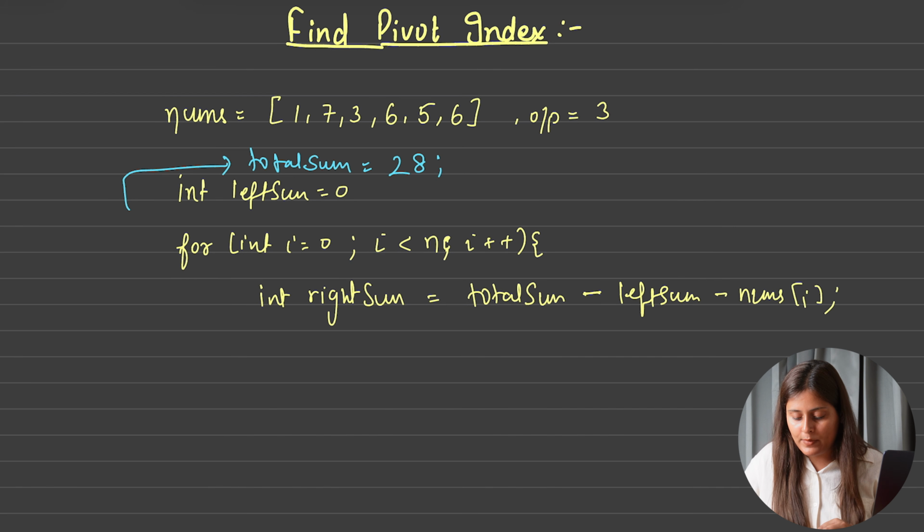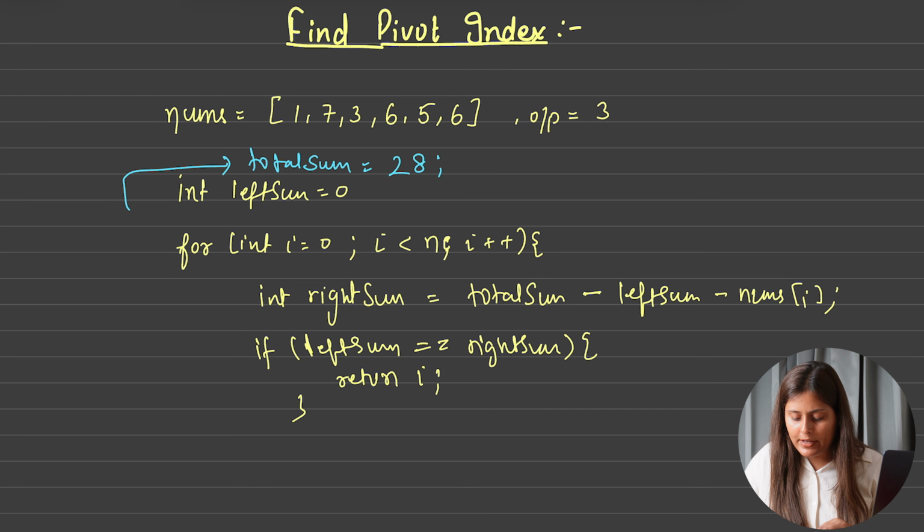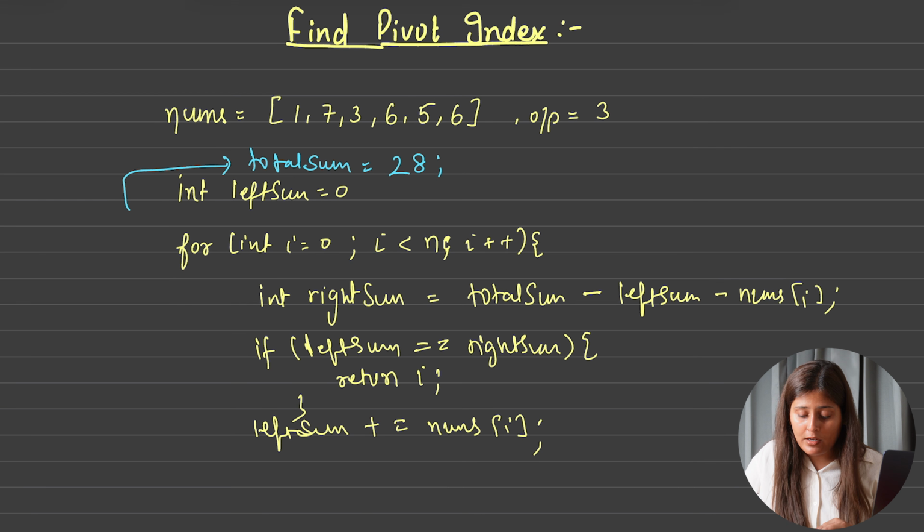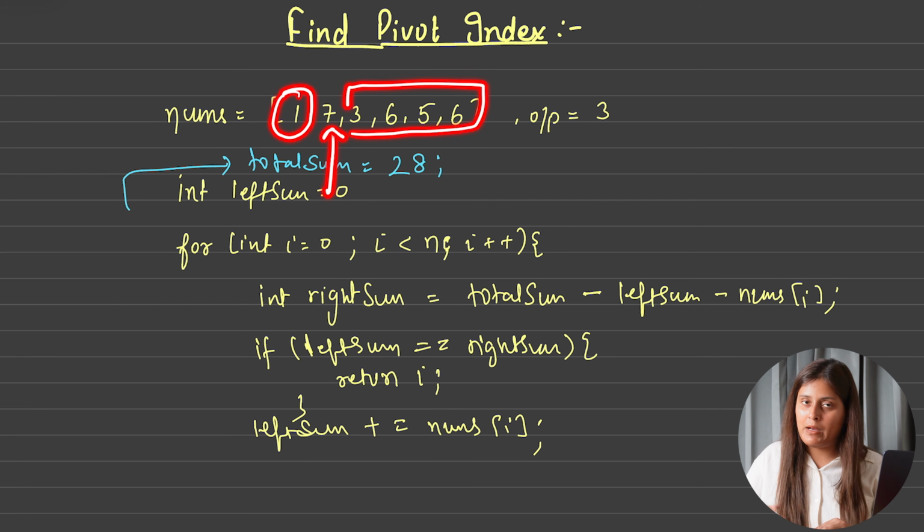Yes. Now what is my task? I have to check if my left sum equals the right sum, what we will do? We will return our i as the index, yes, this is our answer. Otherwise we will keep on moving ahead and we will keep on adding to the left sum nums of i. Why nums of i? Because next time our i will become 1 from 0, correct? And in left sum we will have till here. Current i here. So next time we can calculate the right sum by the same formula.